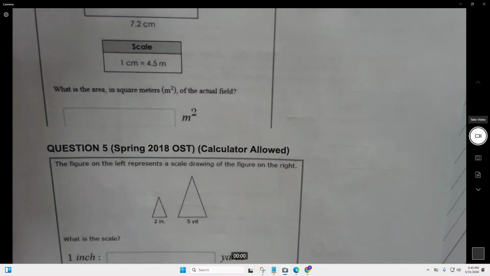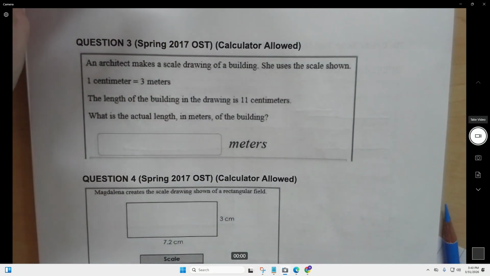Question 3. From the Spring 27 OST, calculator allowed. You'll notice that calculators are allowed on most of these questions, which is fantastic.